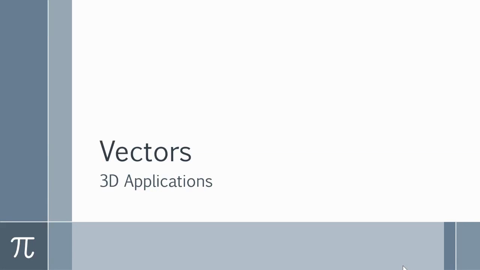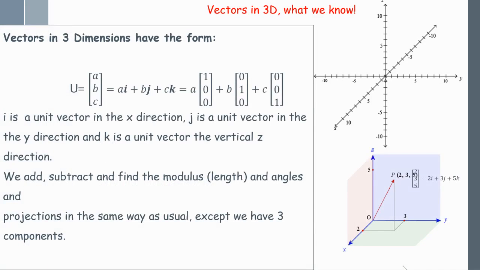Today we're looking at vectors and their 3D applications. So if we have a vector with three components, say vector u as a column vector is written as A, B, and C. This just means this vector is a directed line segment in three-dimensional space.